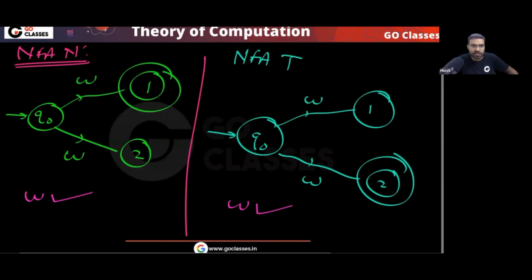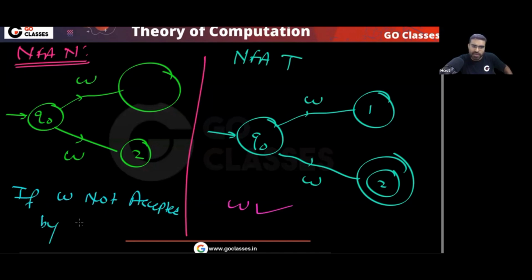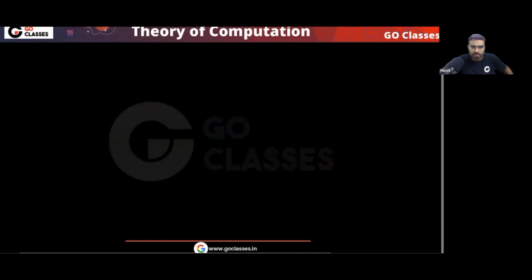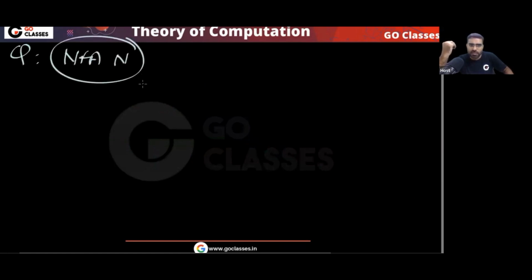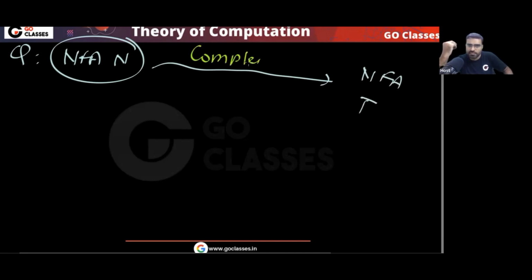You tell me one more interesting thing. Let's assume here W is not accepted. If W is not accepted by N, can I say T will definitely accept W? Did you understand my question? The question is very simple. You have NFA N, and you complement states and you get a new NFA T by complementing states.